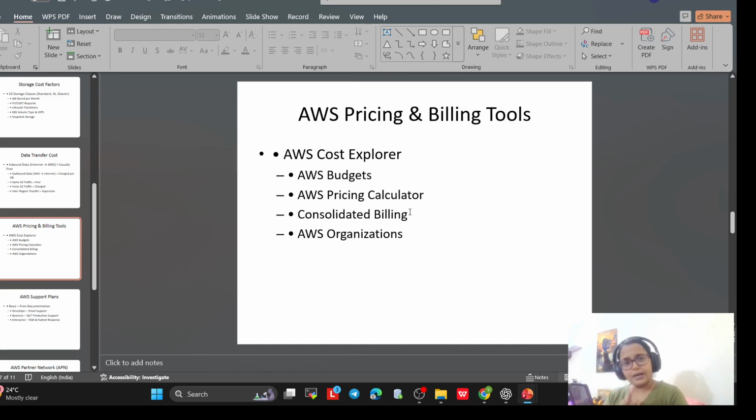Now, AWS pricing and billing. I will show how we can calculate AWS pricing, but for now, just understand AWS Cost Explorer. For AWS pricing and billing, there is AWS Organizations and the AWS Billing and Cost Management dashboard. AWS Budgets is there, AWS Cost Explorer is there, and the AWS Pricing Calculator is also there. So there are too many things.